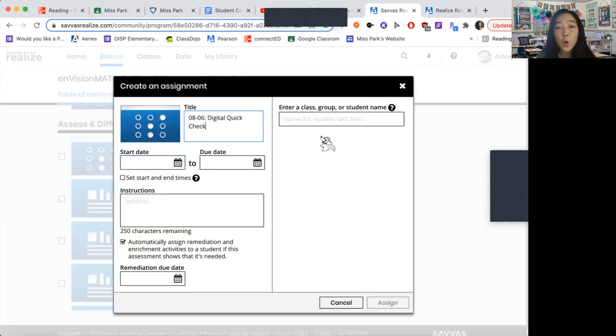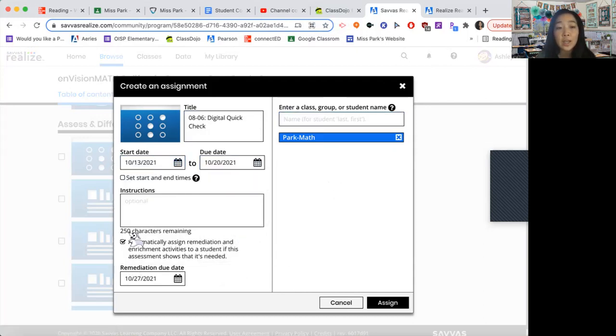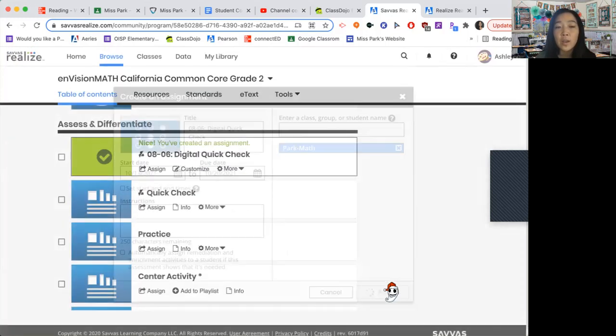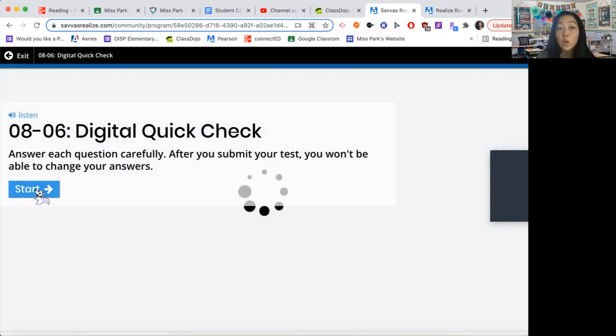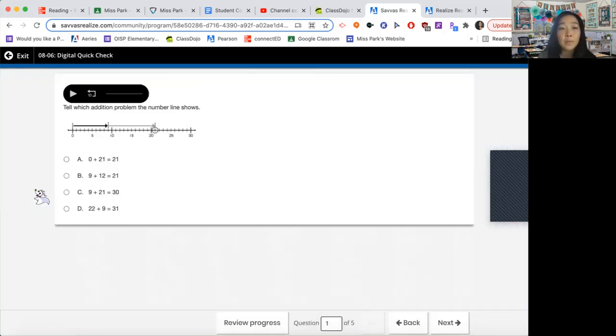You guys are going to click on home page to get to your digital quick check. Don't forget to get these turned in, guys. Some of you guys have lots of missing quick checks. Okay, so let's go ahead and work on it. You guys can open it on your own sites as well.